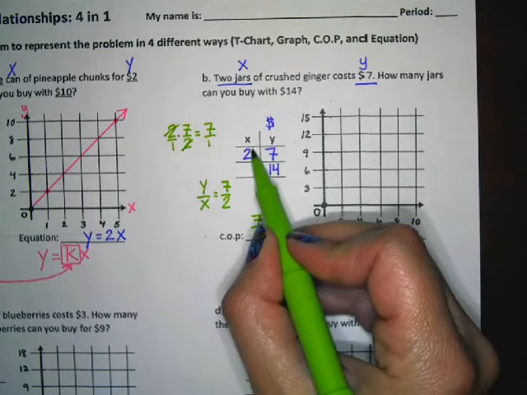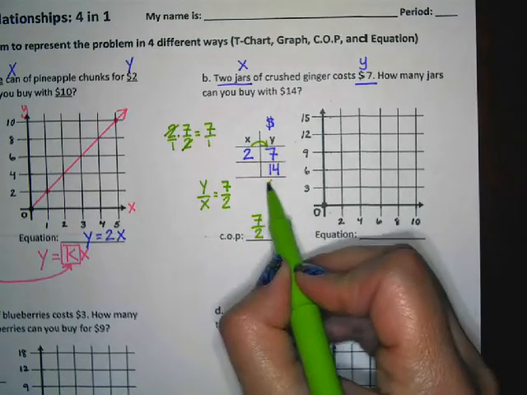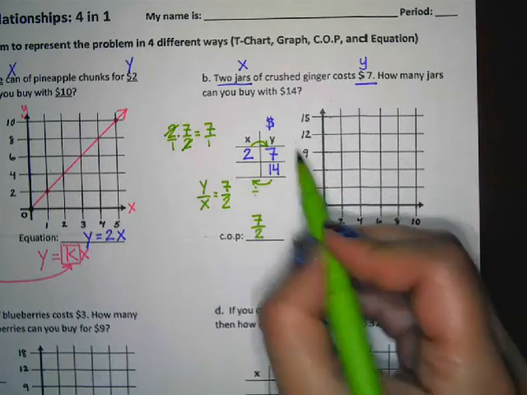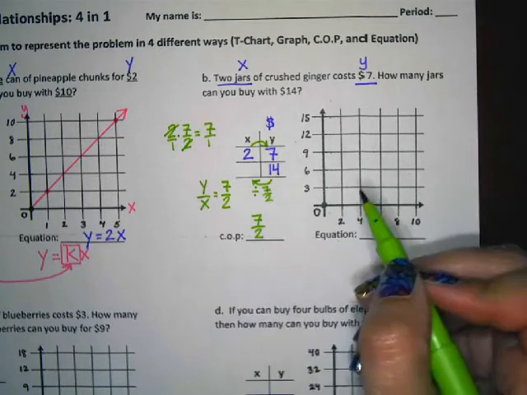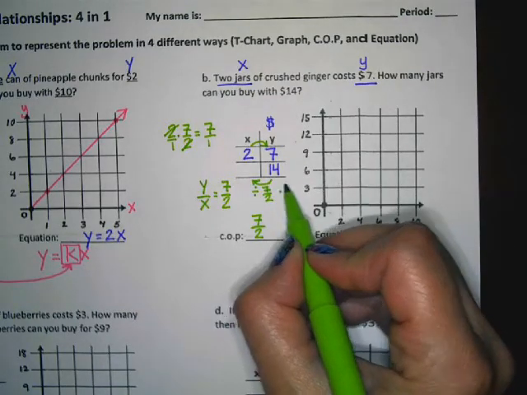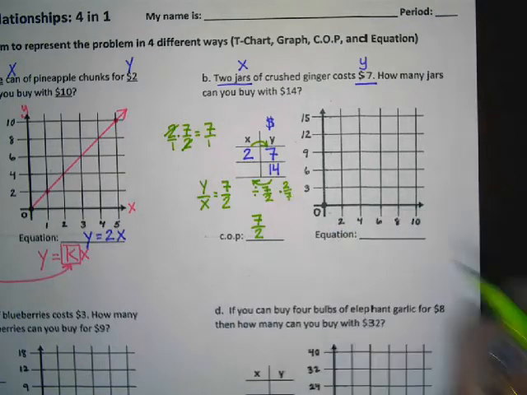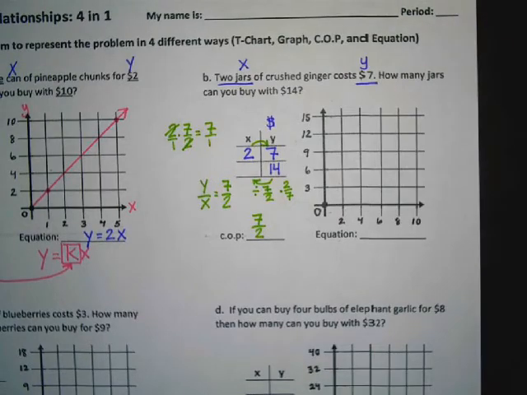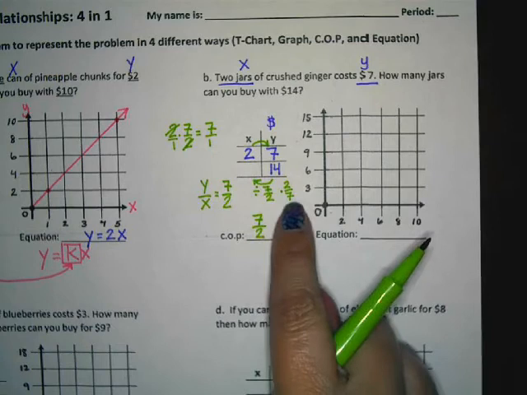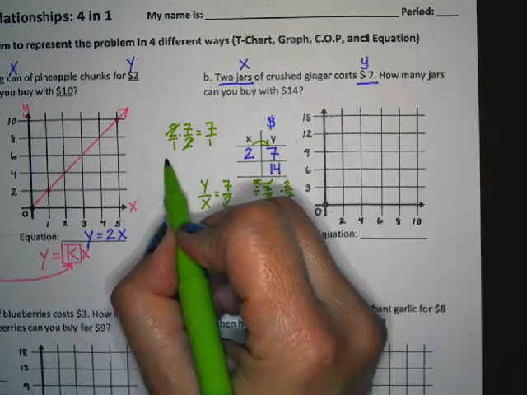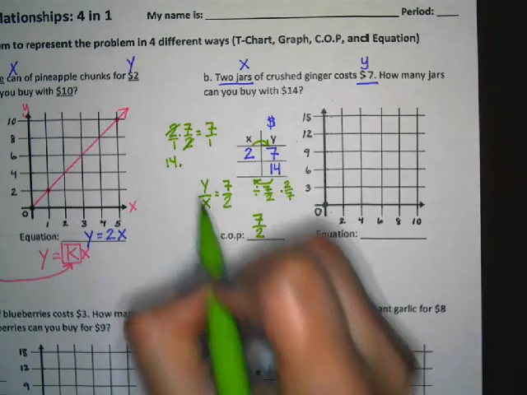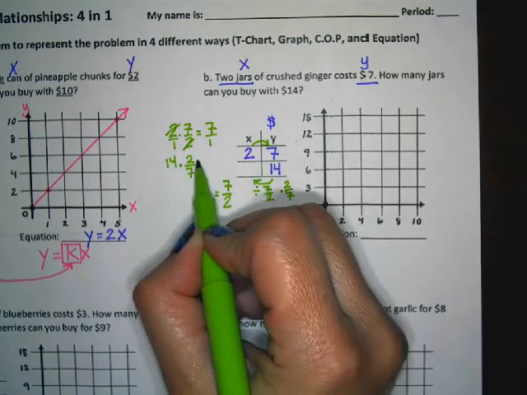So that is going this direction. So to go the opposite direction, we are dividing by 7 over 2, which is also the same thing as multiplying by the reciprocal, or 2 over 7. So you could also multiply by the reciprocal to go the other way. And that's probably going to be the easiest way to do this. So 14 times 2 over 7 is going to give us, let's go ahead and do that. So we have 14 times 2 over 7 going the opposite direction.